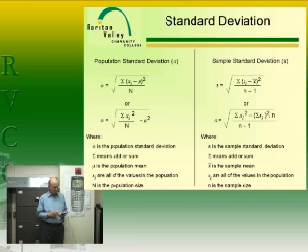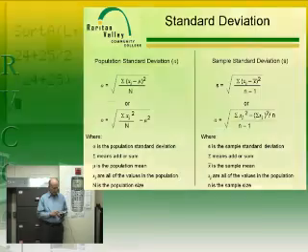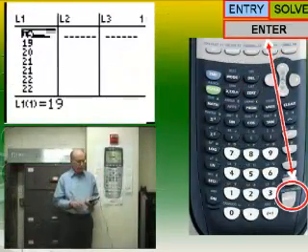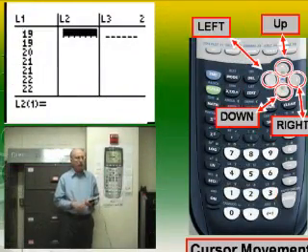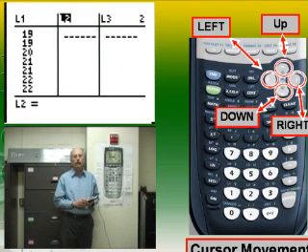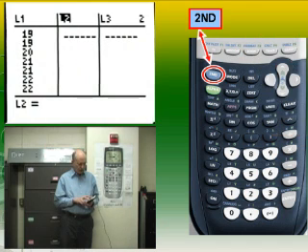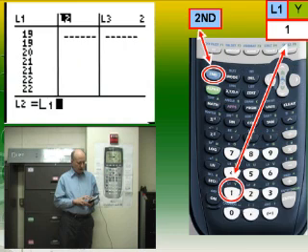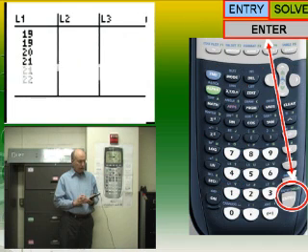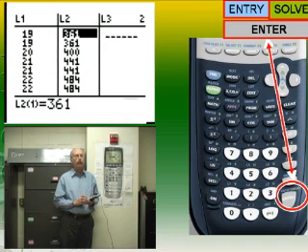So let's do it. We're going to hit stat, and then we're going to hit edit again. And in that second column, we want to put in x squared. We can do that by scrolling up to L2, and you can see at the bottom of our screen we've got L2 equals. We want L2 to be equal to L1 squared. So we're going to hit L2 equals second L1. We're going to hit the squared key, hit enter, and you can see we've automatically filled out column 2, L2, with the squares of L1.